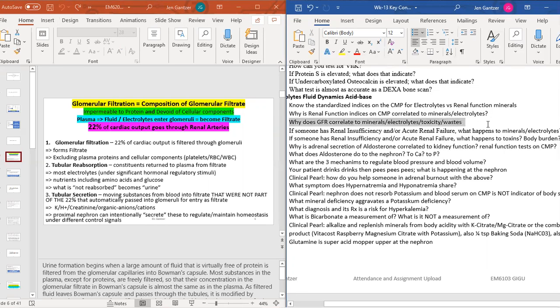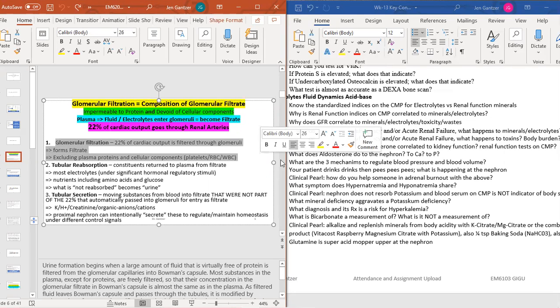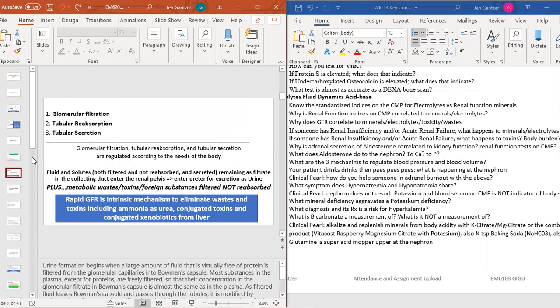So why does the GFR correlate to toxicity? Now, this is as well as minerals and electrolytes. So this is super important. 22% of cardiac output from the heart goes directly into the renal artery and therefore directly into the kidney nephron. Once the blood goes into the glomeruli, which is the Bowman's capsule, it forms filtrate. Filtrate through the remainder of the nephron is then going to be under control of your proximal and distal convoluted tubules and your loop of Henle.